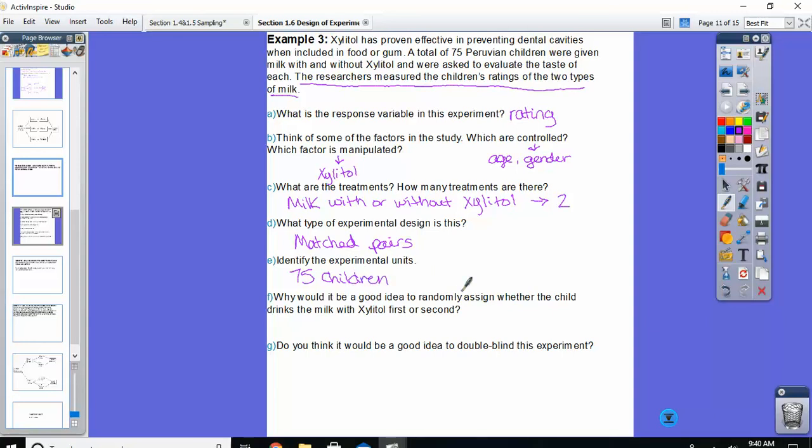Why would it be a good idea to randomly assign whether they drink the milk with or without the xylitol first? You have to control as much as you can. If we give all the kids plain milk first and then they drink the milk with xylitol after that, they might think, oh, this tastes different. That's funny. I don't like it. If every child drinks the xylitol first, they may take the first sip and think, oh, that's fine. And then they get the second drink, the plain milk, and they think, oh, wow, this is even better. So you want to alternate who gets what first, just to prevent bias. Removes the effect of order on the results.